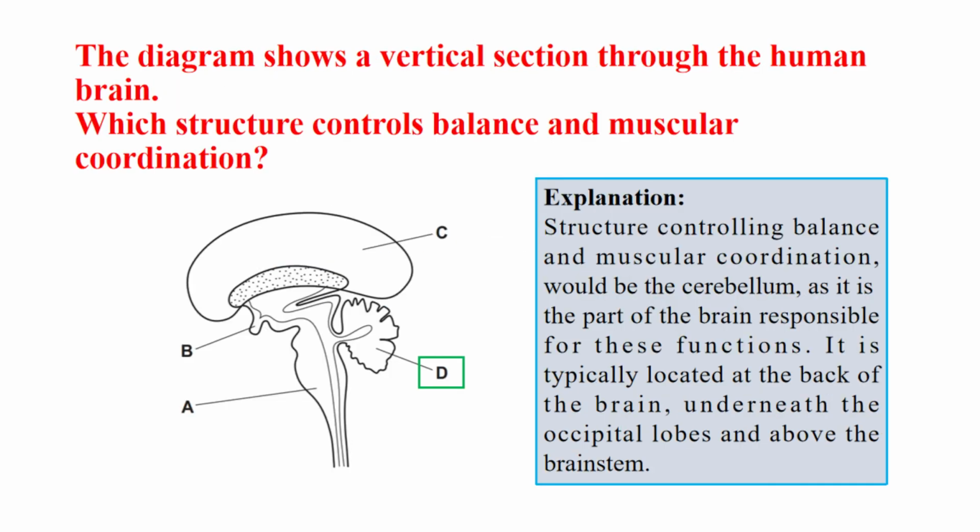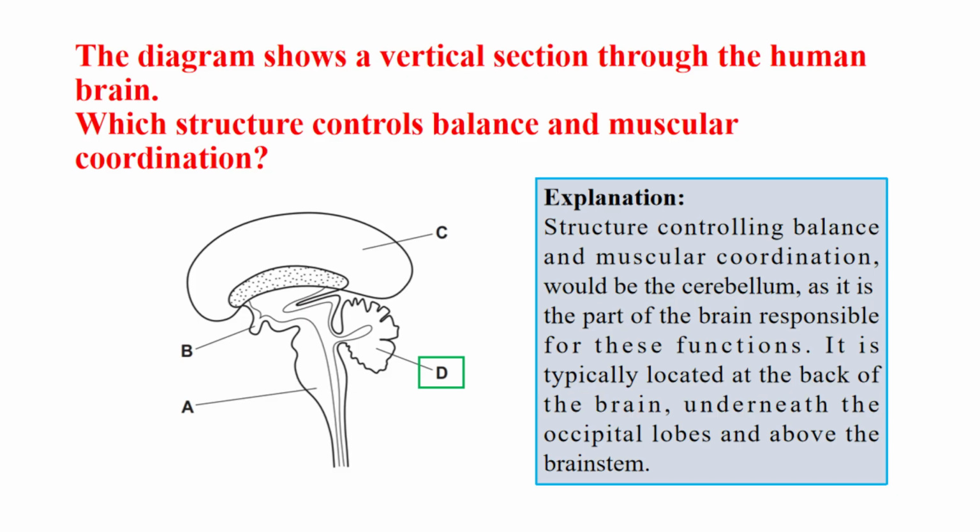In this question we are going to look at a diagram that shows a vertical section through the human brain. Our goal is to identify which structure controls balance and muscular coordination. The options are labeled as follows. Let's identify each structure. Structure A, this is the medulla.